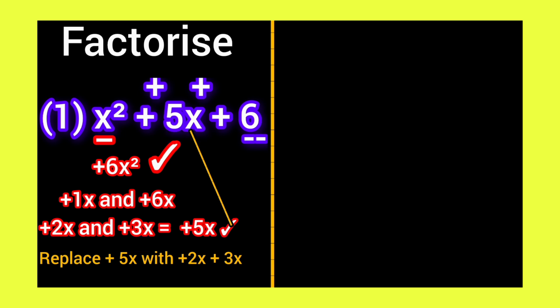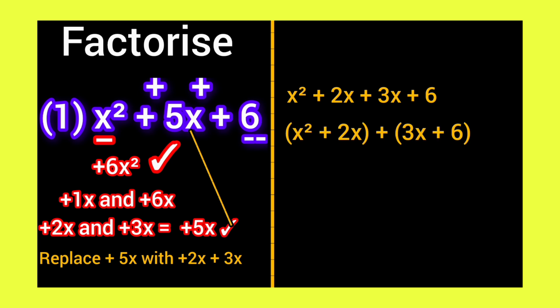Next, I'm going to replace plus 5s with plus 2s and plus 3s. Then I'm going to have s squared plus 2s plus 3s plus 6. What do they have in common? Both of them have s. When I remove s from s squared plus 2s, I'm going to have s open bracket s plus 2 close bracket.